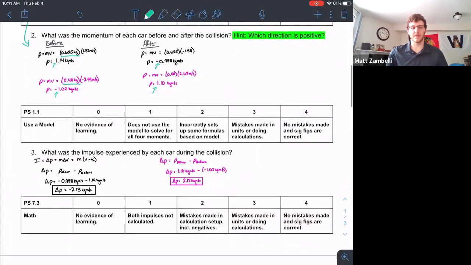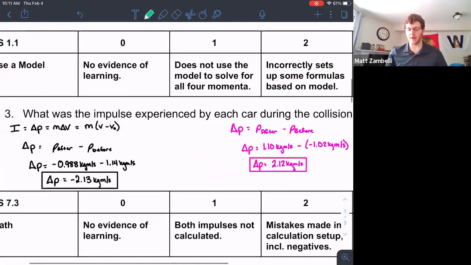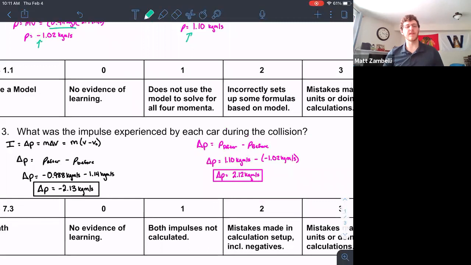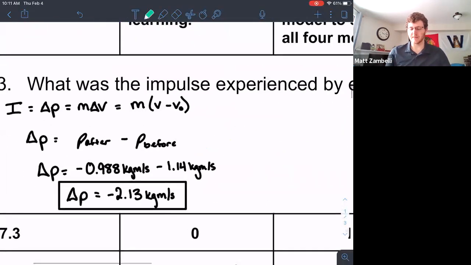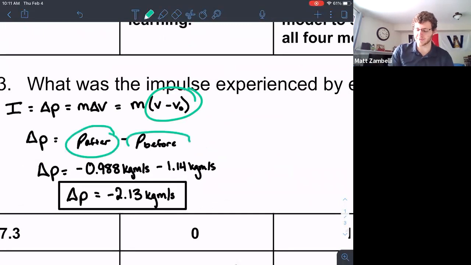All right, number 3 is where we do our impulse. So we're finding the change in momentum. To find the change in momentum, we have 2 options. We can find the difference in our velocities, so our final velocity minus our initial velocity, and multiply it by the mass, or we can take our final momentum and subtract our initial momentum. I did the final minus the initial momentums. It does give you the same value.